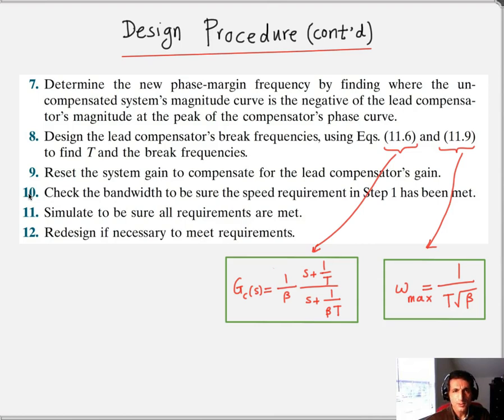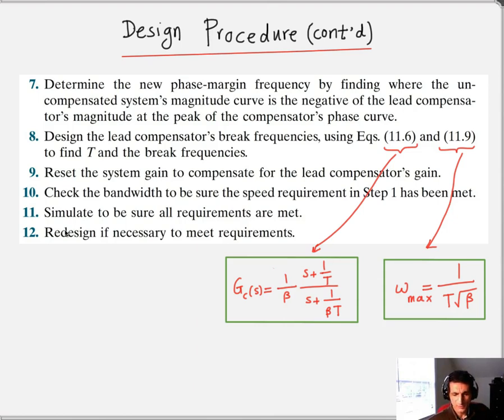Step 10, you have to check the bandwidth to be sure the speed requirement in step 1 has been met. This is something you can do just by plotting the compensated system's Bode plot. Step 11, you simulate, that's a time domain simulation. For example, you use MATLAB to make sure all requirements, by which I mean the time domain specifications like overshoot, settling time, peak time, etc., whatever is desired, are met.